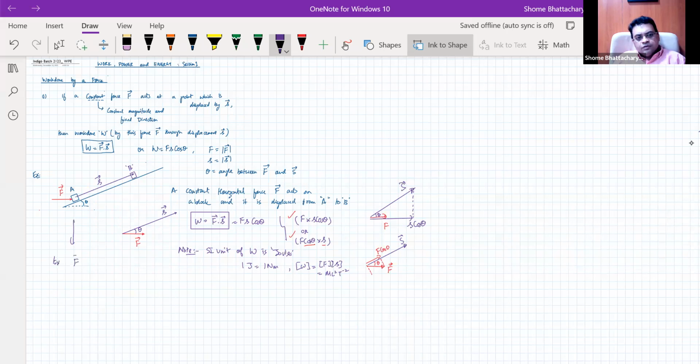Suppose the magnitude of the force is 10 newtons. The magnitude of displacement, let's say 5 meters, and theta is equal to 60 degrees. Then work done here will become how much? The work done will become 10 into 5 into cos 60. So it will be 25 joules.